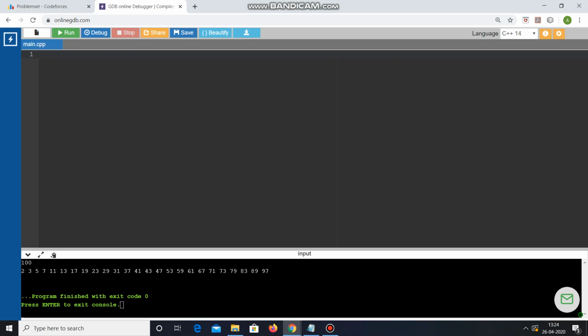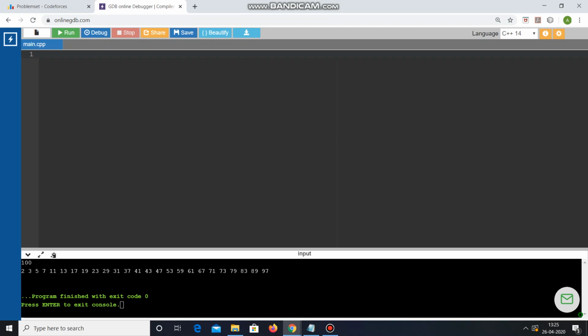Basically, the idea behind this algorithm is that we are going to assume that all the numbers from 2 to 1 crore are prime. Then iteratively we are going to square each number from 2 onwards, and we are going to mark all those squares and the subsequent multiples of that number as composite.